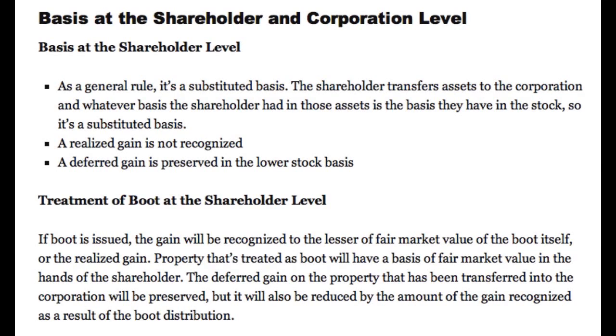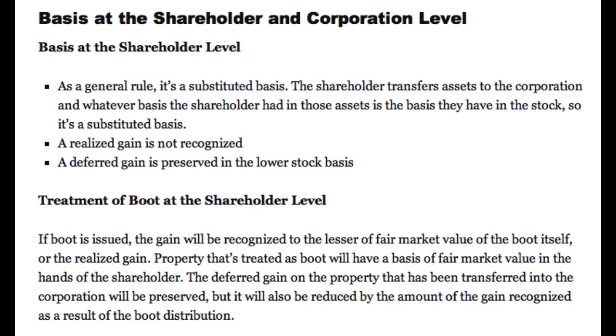In this video from accounting101.org, we're going to talk about the basis of shareholder and corporate level transactions, specifically 351 transactions. The basis at the shareholder level, as a general rule, is a substituted basis. When the shareholder transfers assets to the corporation, whatever basis the shareholder had in those assets is the basis that they're going to have in the stock. So that means it's a substituted basis. A realized gain is not recognized, and the deferred gain is preserved in the lower stock basis.